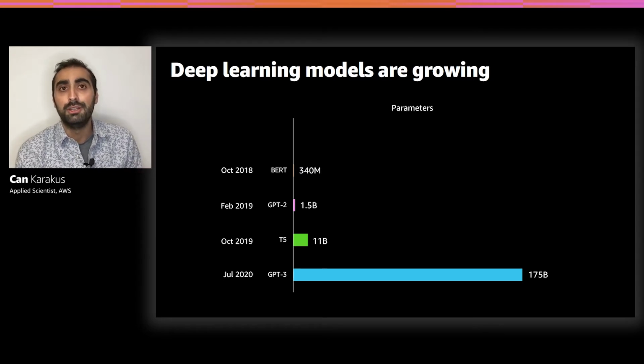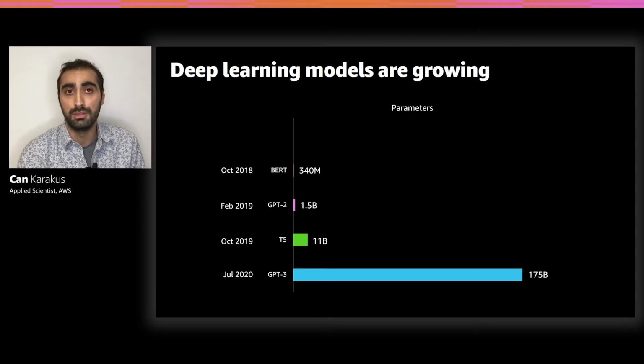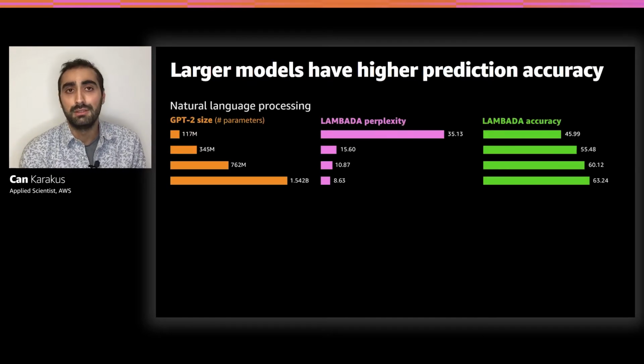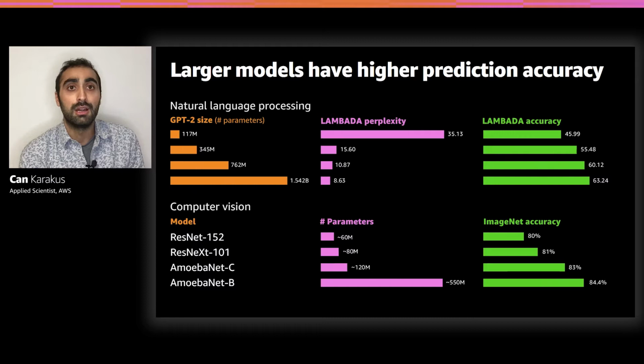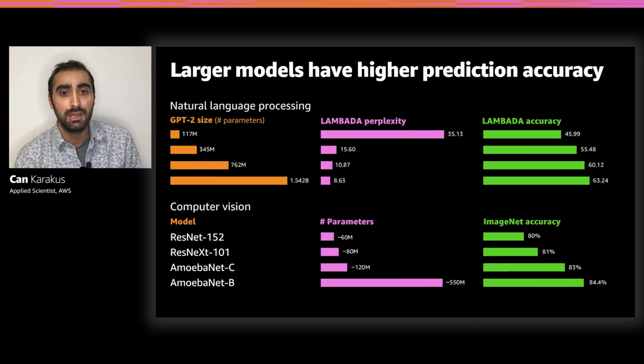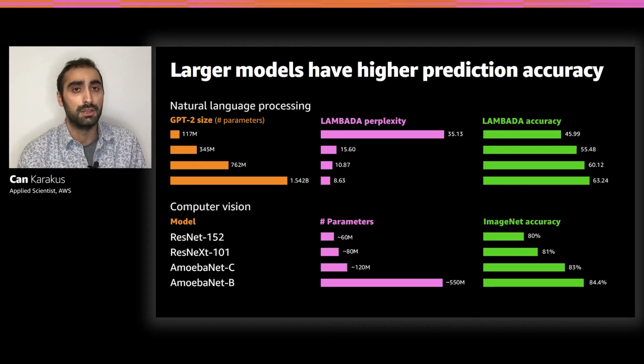But over the last 2 years, through models such as GPT-2 and T5, we've seen a constant, rapid increase in the sizes of the state-of-the-art models. And today we're talking about models like GPT-3, which is almost 3 orders of magnitude larger than BERT. And what's really driving this trend is the fact that larger models have higher representational capacity, which in turn means that they generalize better and they achieve a higher prediction accuracy in downstream tasks. And we see this in domains such as natural language processing and computer vision if we look at various benchmarks.